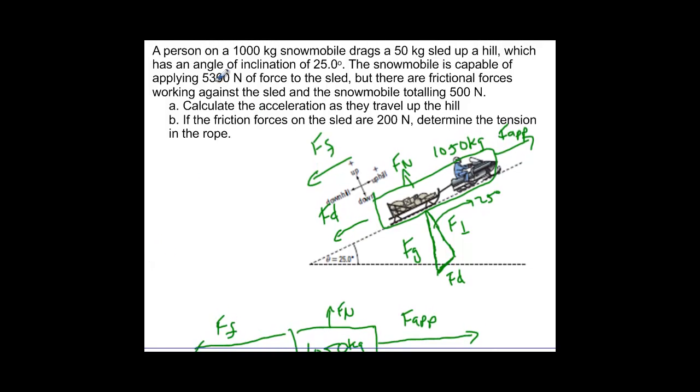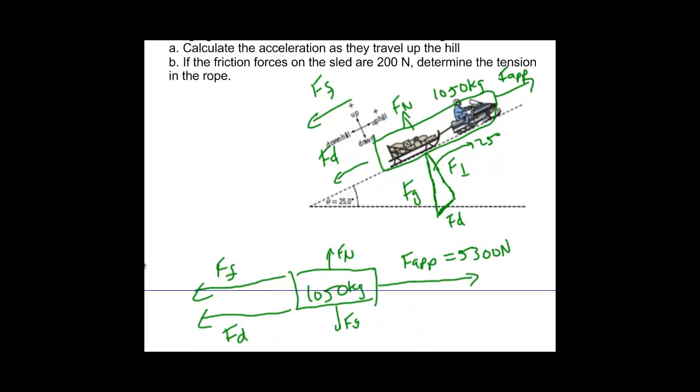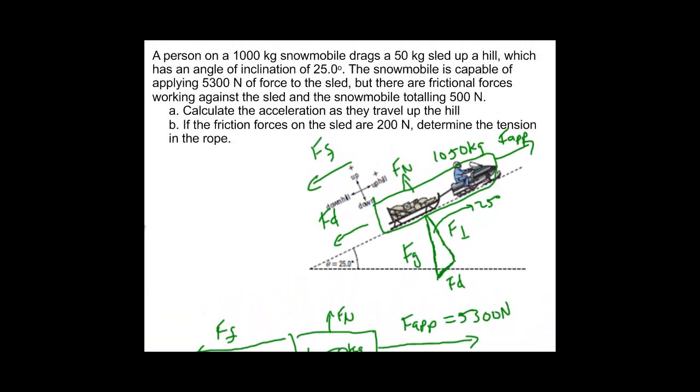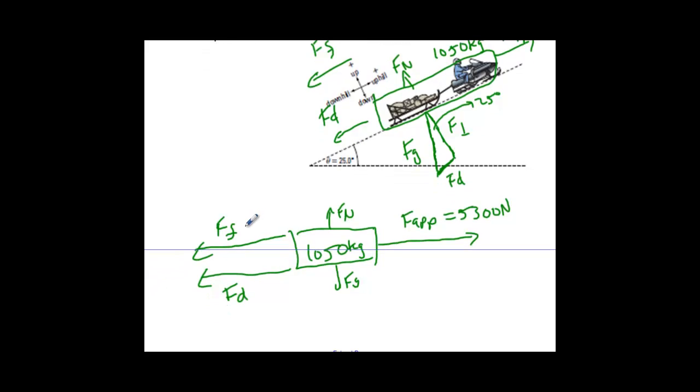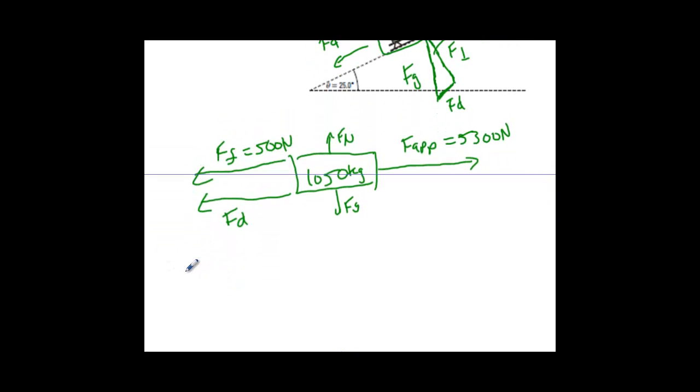Okay, other information here. I tell you the applied force is 5,300 newtons, so that's good because I'm going to need some of those numbers. I also tell you that the frictional forces total 500 newtons. I'm going to need to do one more thing. I'm going to have to find that downward force. And to do that, I'm going to need to find gravity first.